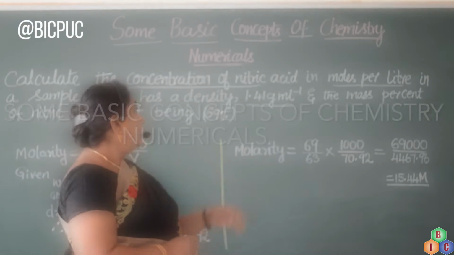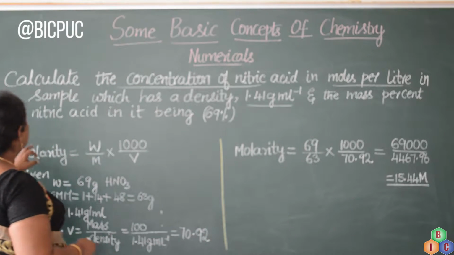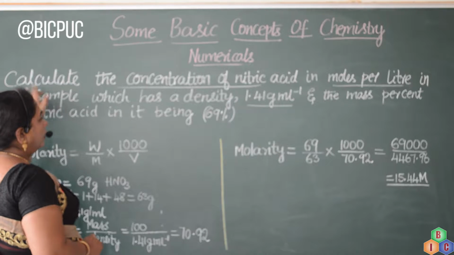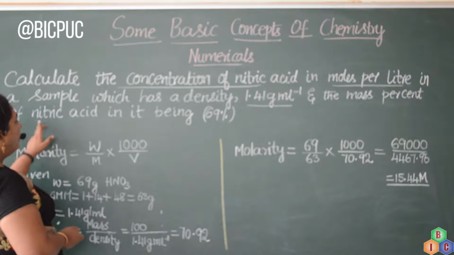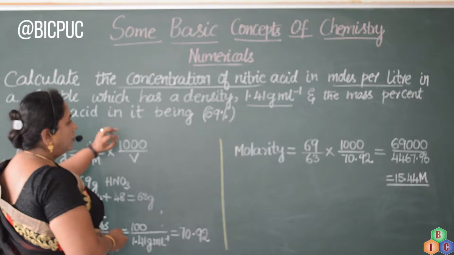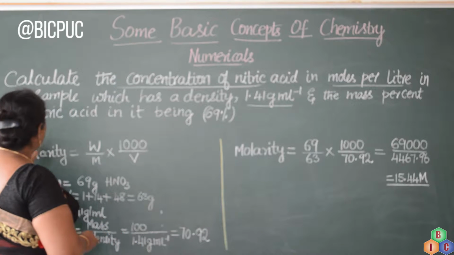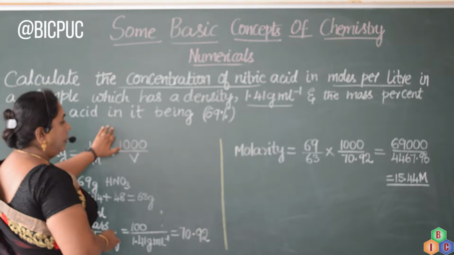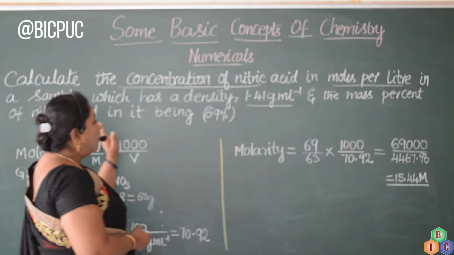In this video lesson, let us understand how to solve the numericals from the chapter Some Basic Concepts of Chemistry. Let's look into this problem. Calculate the concentration of nitric acid in moles per liter in a sample which has a density of 1.141 gram per ml and the mass percent of nitric acid in it being 69%. So, there is a clue for us here.